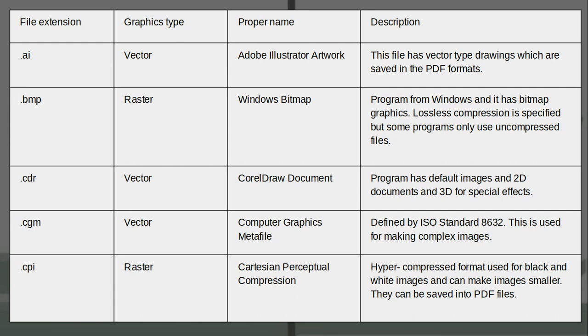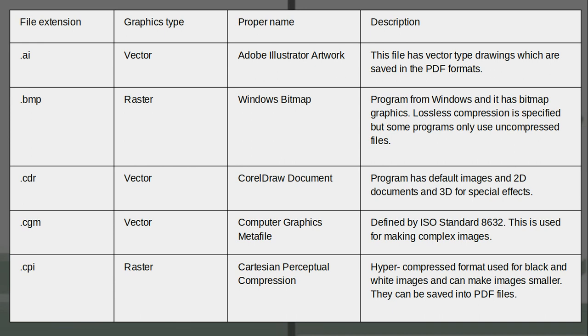And .bmp is a raster and it's Windows bitmap. So a program from Windows, and it has bitmap graphics. Lossless compression is specified, but some programs only use uncompressed files. .cdr, vector, CorelDRAW documents. So the program has default images and 2D documents and 3D for special effects.